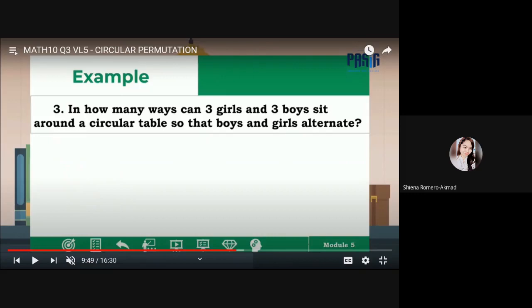Okay? O, paano naman to? In how many ways can 3 girls and 3 boys sit around a circular table? So, sa circular table, there are 3 boys and 3 girls. Kaya lang, they wanted to sit na alternate sila. So, kunin natin tong problem na to. Let us answer it.